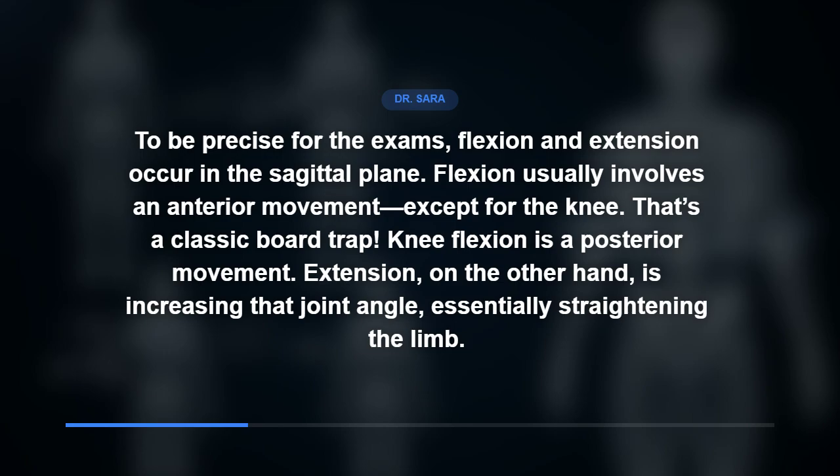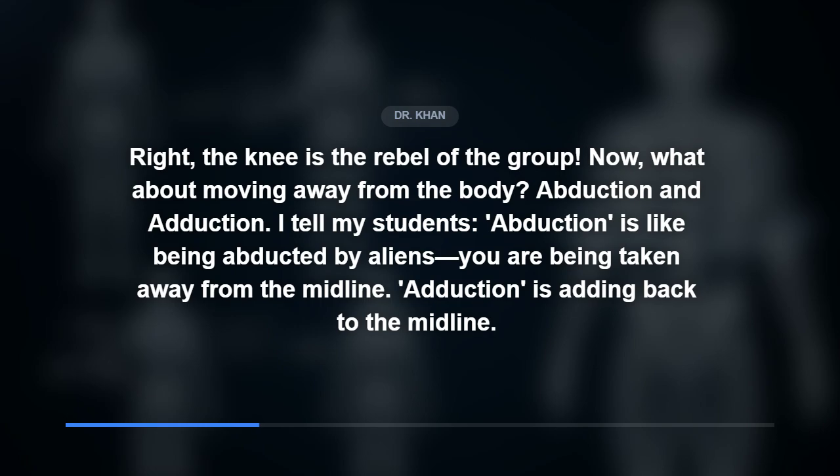Flexion usually involves an anterior movement, except for the knee. That's a classic board trap. Knee flexion is a posterior movement. Extension, on the other hand, is increasing that joint angle, essentially straightening the limb. Right, the knee is the rebel of the group. Now, what about moving away from the body?